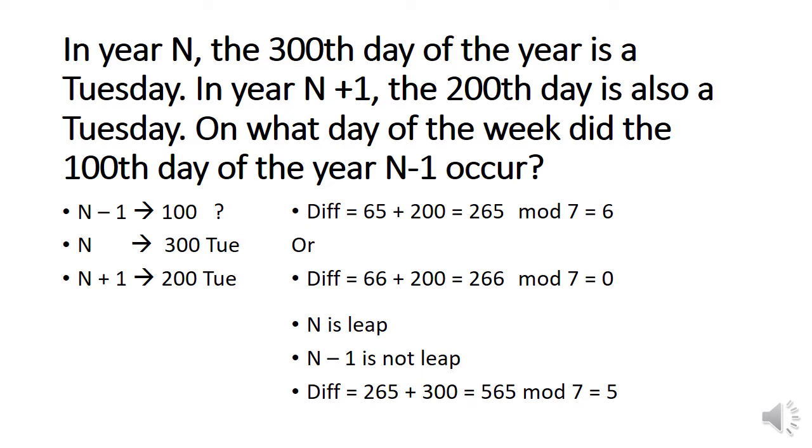So again, to get the day itself, we take that number, 565 modulus 7, and we get 5. This means that from Tuesday in year n, the 300th day of year n, we keep going back till the Tuesday before that, and one more Tuesday, and so on, till we are left with 5 remaining days. This means that from Tuesday we can count back 5 days. So we have Monday, Sunday, Saturday, Friday, and Thursday. The question mark here is Thursday.